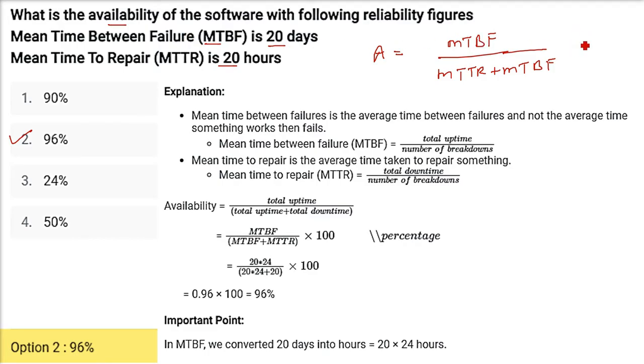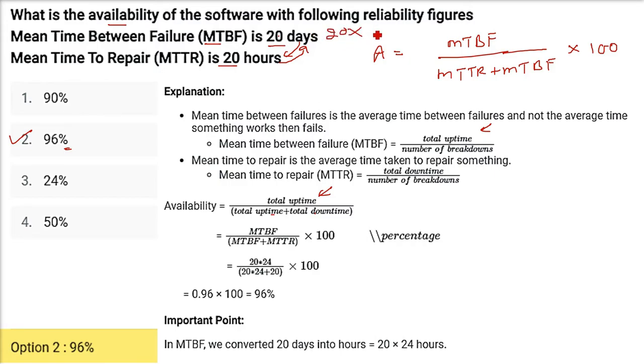As I said, if you want probability, then it is okay, otherwise multiply by 100. Okay. So 20 days are there, MTBF, and 20 hours is the MTTR. So either you convert hours into days, or days into hours. The best way is to convert the days into hours. So both ways you can do, but the best way is to convert the days into hours.